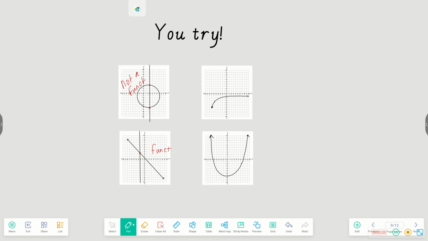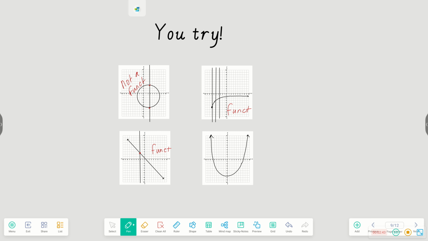The two on the right are ones that you could have gotten a little bit confused with. So the first one, we can draw a line anywhere and it's still only going to cross it once. This part here at the left looks like it's vertical, but it's not. It's still moving to the right. So this is actually a function.